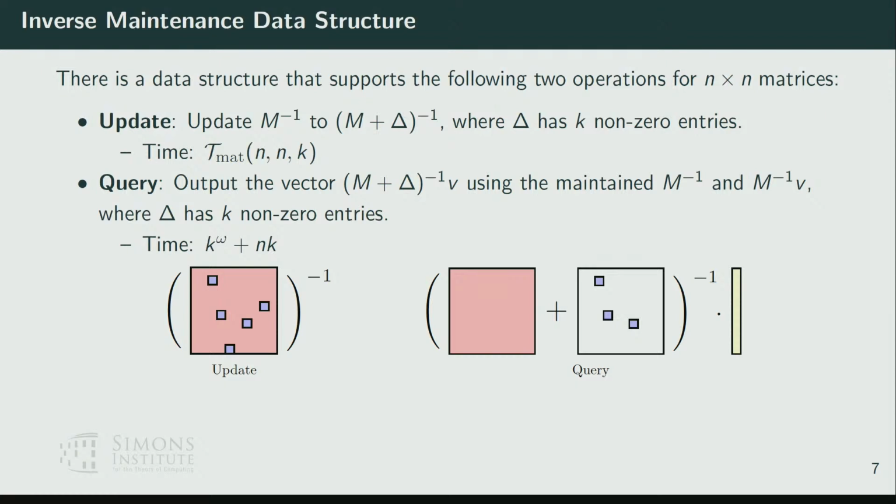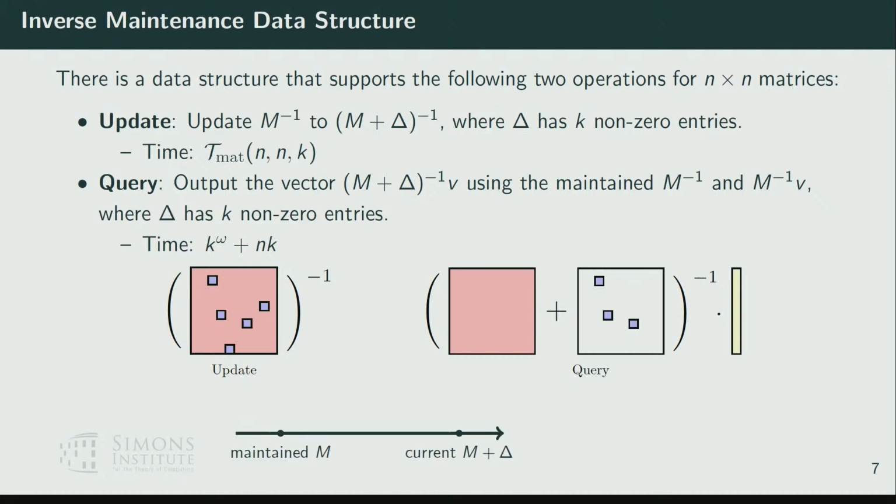And as a figure here, whenever we're going to compute the update, we actually add these updates to our matrix, and then we compute the new inverse matrix. But when we are going to perform the query operation, we don't actually add them to the matrix. We just compute it on the fly.